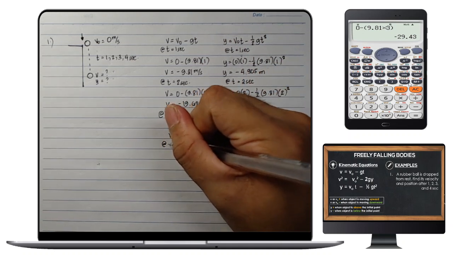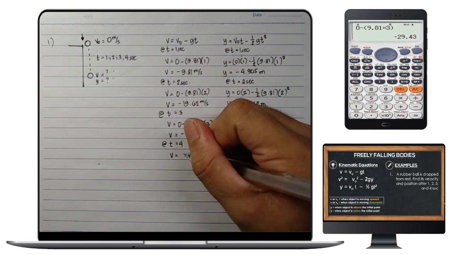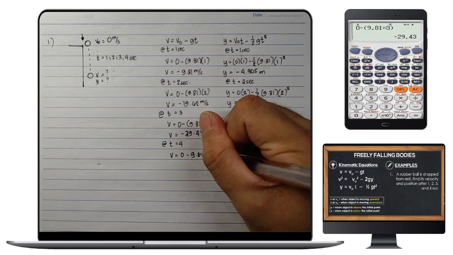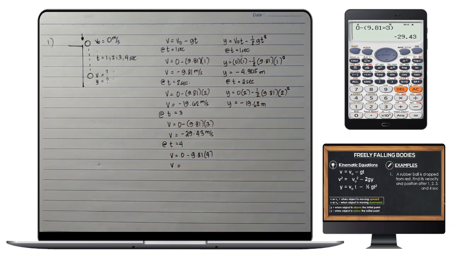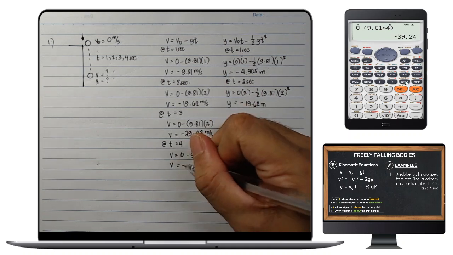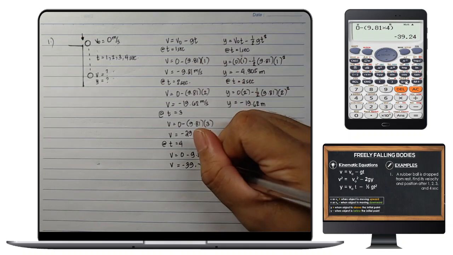So unahin ko lang si t sub 4. So at t is equal to 4 seconds, that is v equals 0 minus 9.81 times 4. So velocity natin is, palitan lang natin to, 4. That is negative 39.24.